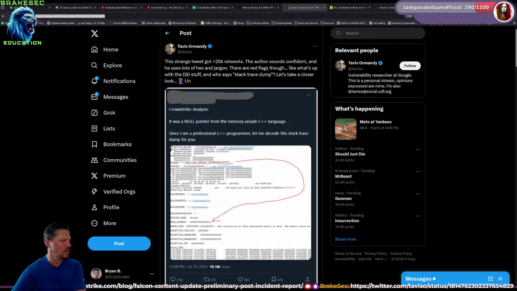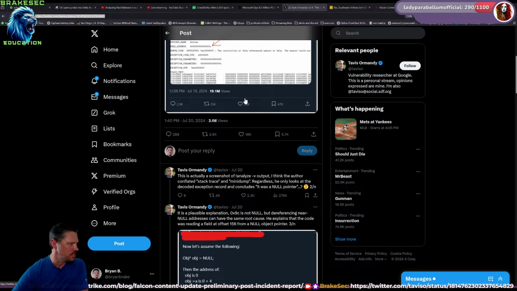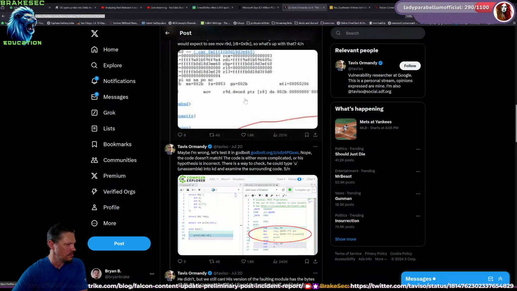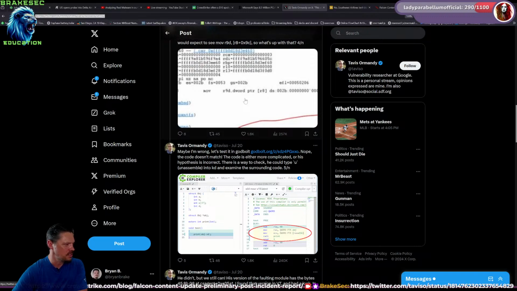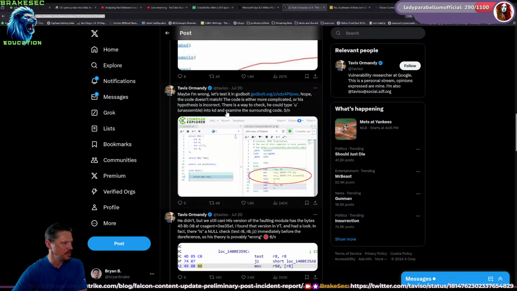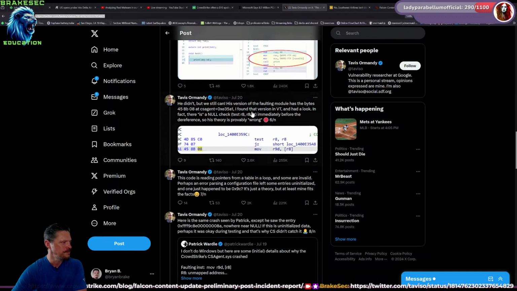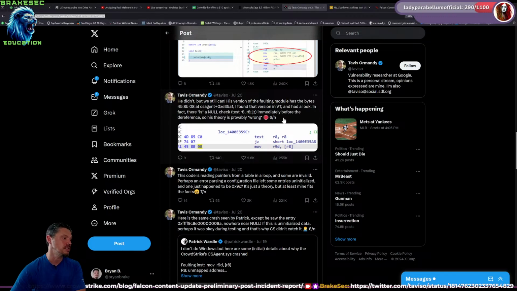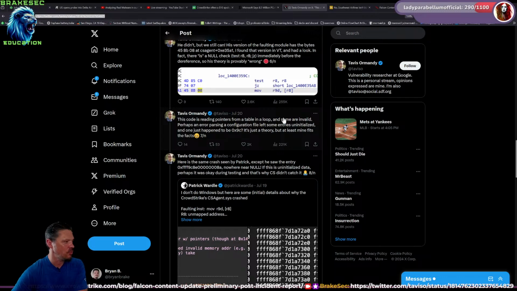And let's take a closer look. Okay, so maybe there's some additional bits there that, nope, code doesn't match, code is more complicated, or his hypothesis is correct. There's a way to check, type U into KD and examine the surrounding code. He didn't, but we still can. His version of the faulting module has the bytes, and then take a look. There is a null check immediately before the dereference, so his theory is provably wrong. Oh, okay, so it wasn't a null pointer issue.